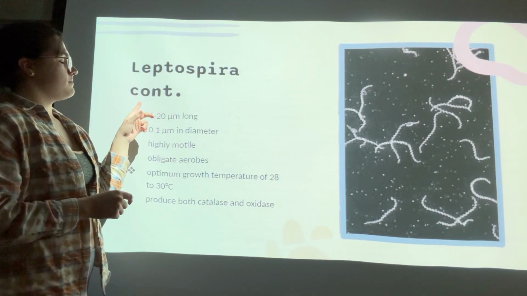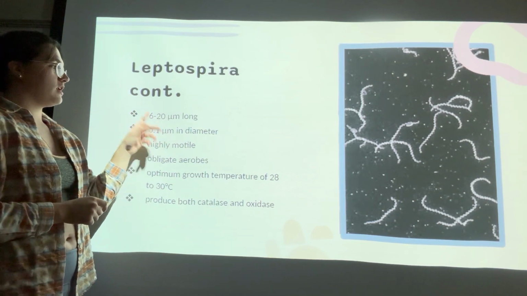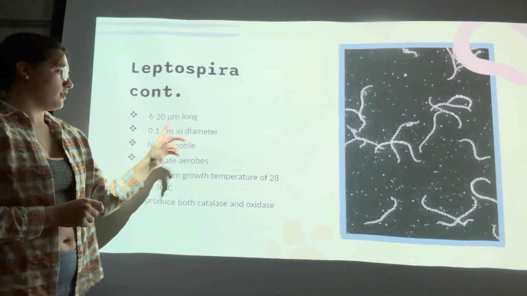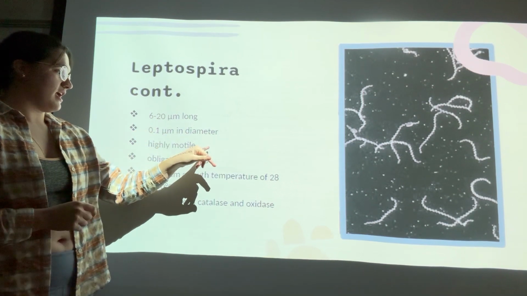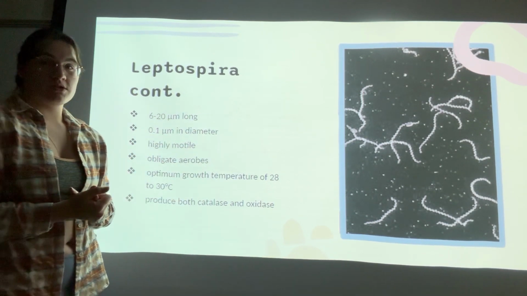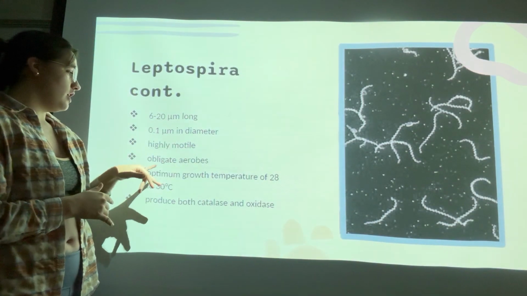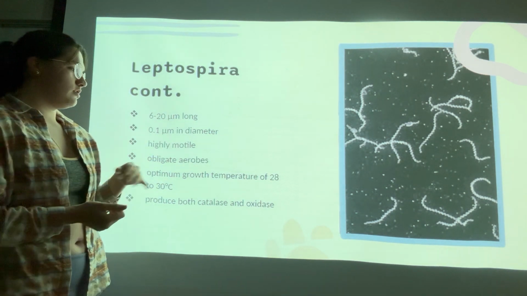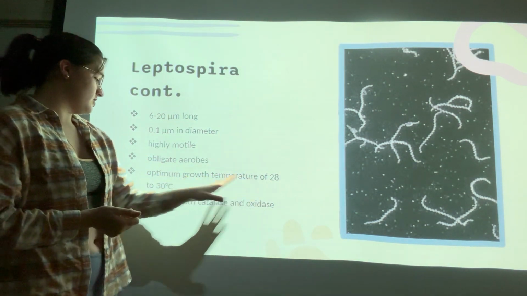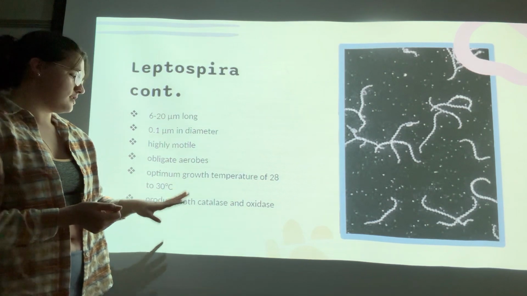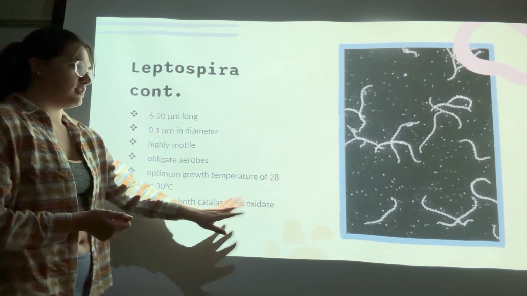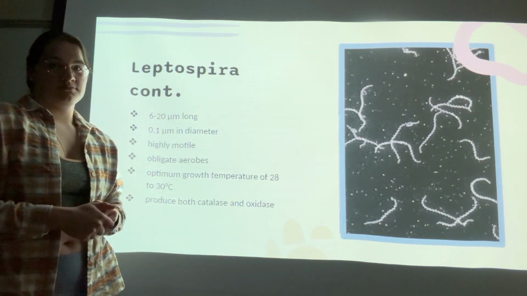So the Leptospira is also 6 to 20 micrometers long. It's 0.1 micrometers in diameter. They're highly motile with their internal flagella. They're obligate aerobes. Their optimal growth temperature is 28 to 30 degrees Celsius, and they'll produce catalase and oxidase.